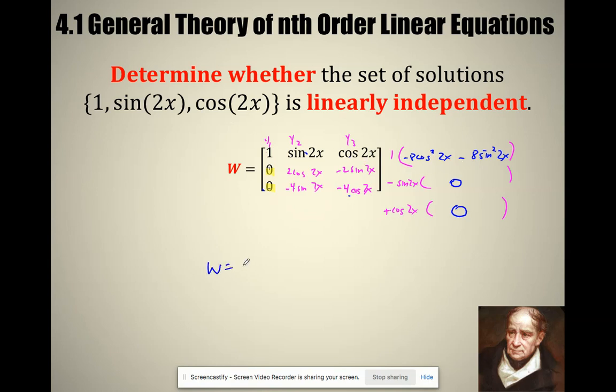So my Wronskian is, factor that negative 8 out. And what do you have? Come on in, right? Hello, Pythagoras. Therefore, yes, they are linearly independent. Woohoo!